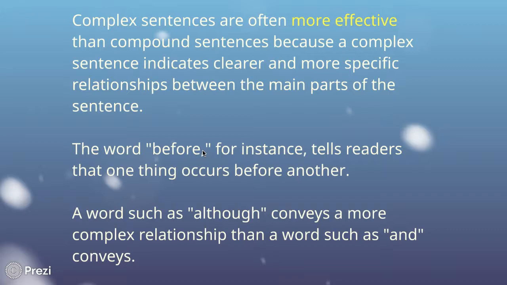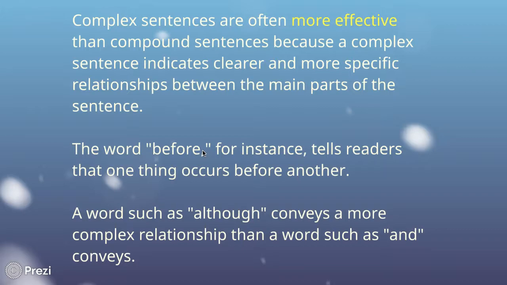So complex sentences are often, I don't want to say all the time, but are often more effective than compound because you're indicating a clearer and more specific relationship. The words while, because, after, before, whereas tend to have a more specific relation than for, and, nor, but, or, yet. So complex sentences, I think, are a good way to go a lot of the time. A little bit more sophisticated.